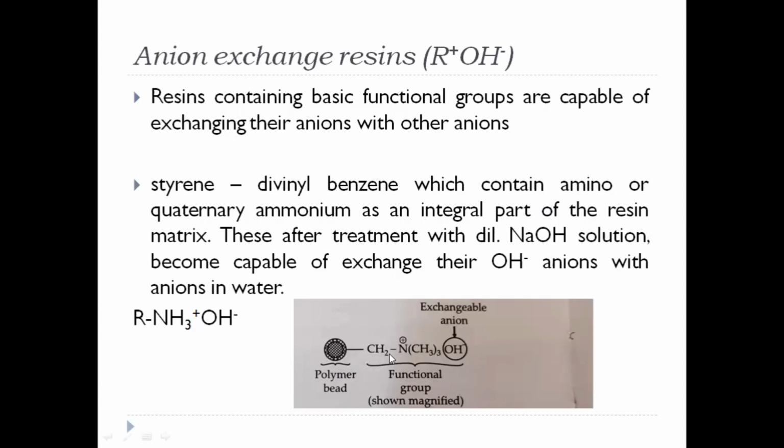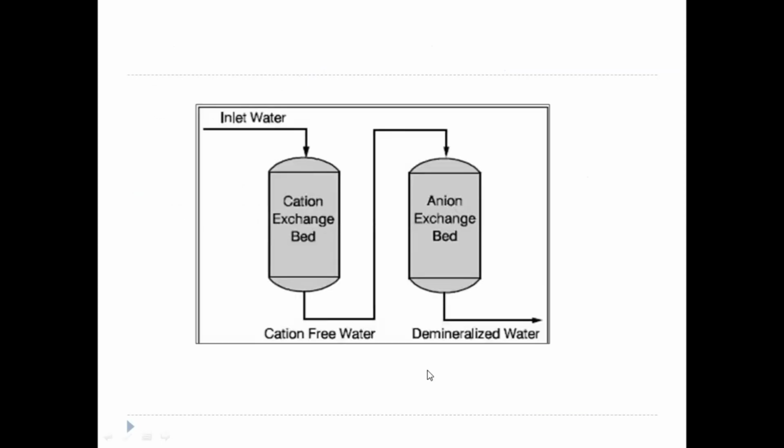It is generally represented as RNH3 plus OH minus, or a long chain polymer CH2 N(CH3)3 plus. It is the basic functional group with OH minus ion, an exchangeable OH minus ion, and that is an example for an anion exchange resin.